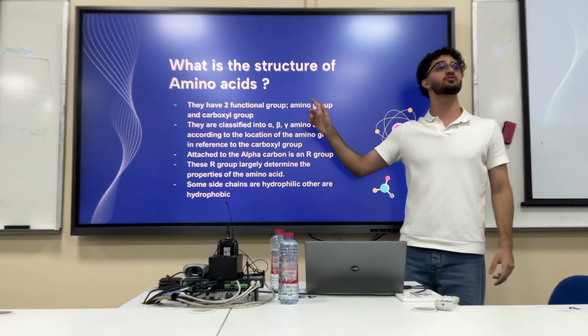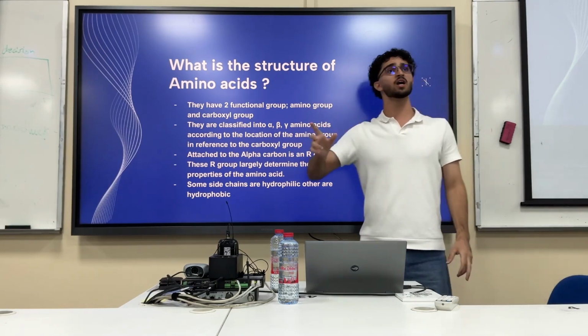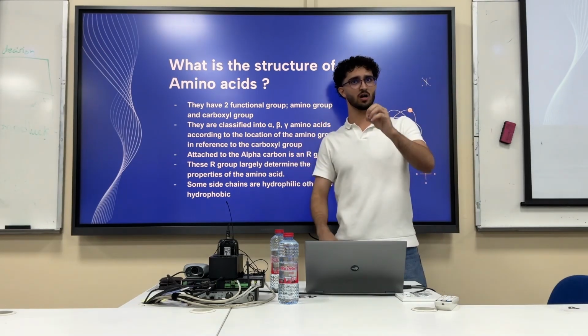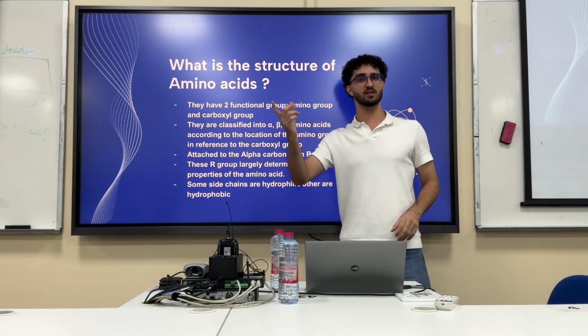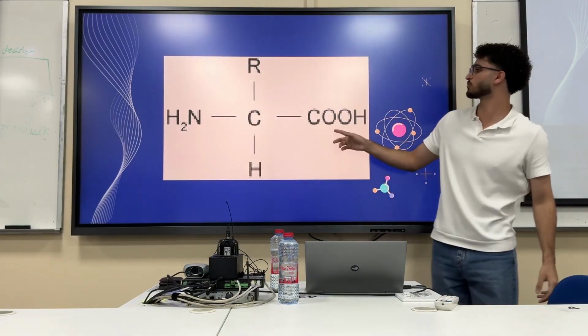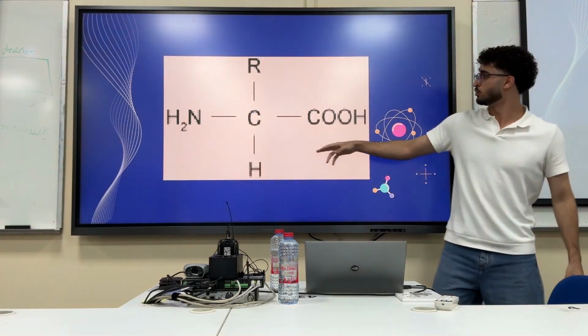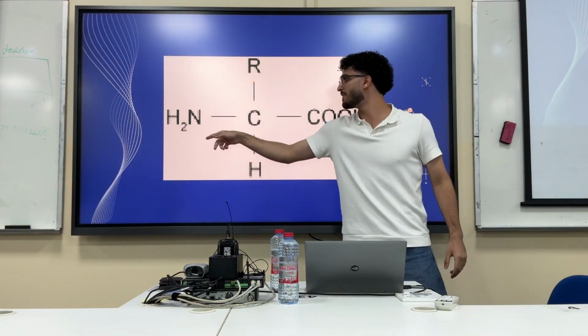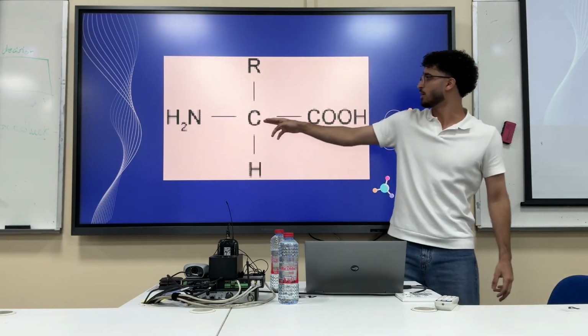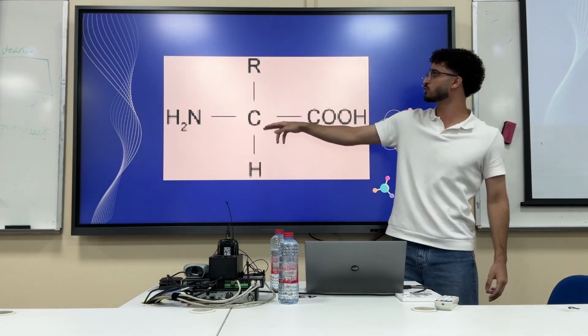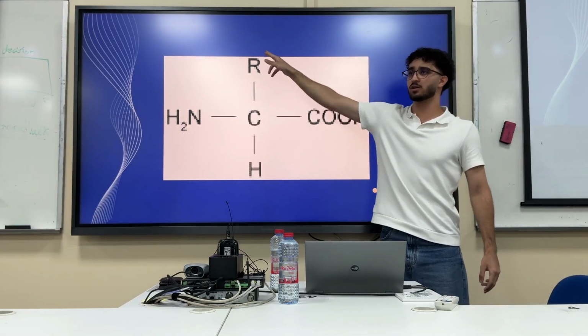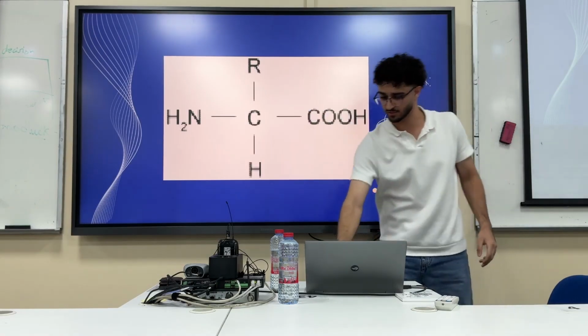What is the structure of amino acids? You have a central carbon, the alpha carbon. Linked to that is what? A carboxyl group. The other one is linked to what? An amino group. And linked to the alpha carbon, in the middle, you have an R group. It changes for each amino acid.